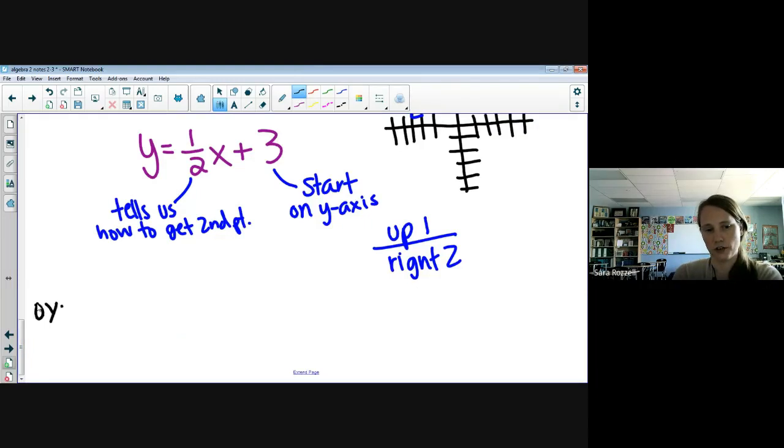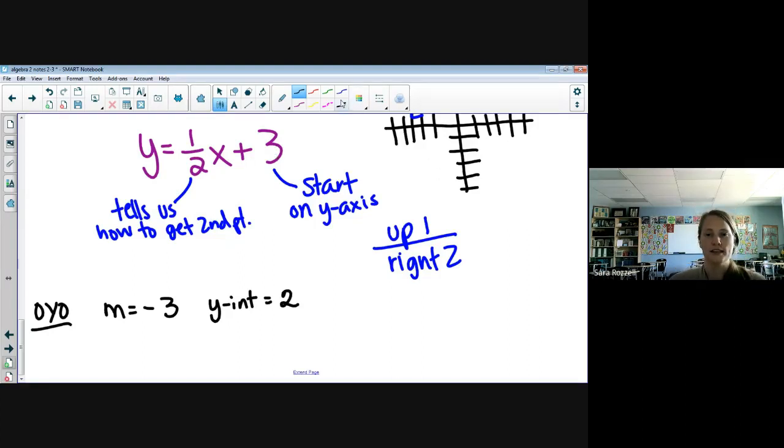All right, here's one I want you to try on your own. Do the exact same thing. I want you to have a slope of -3 and a y-intercept of 2. So write your equation and then sketch your graph.